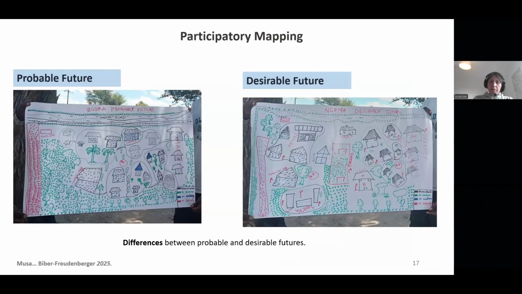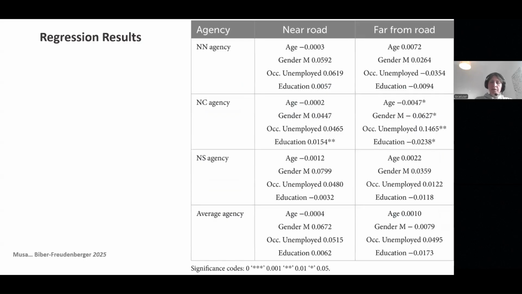So here you can see some of the maps that were drawn by the communities. What we did was we went to the actual villages, and we let the people draw what they value, what they think is probably going to happen, and what they would see as a desirable future. And we could see that there were quite some differences between those maps. We also asked the people to give values to these three different dimensions. And as I said, we measured the level of agency as the difference between what they think is probably going to happen in the future and what they think would be desirable. If the difference was large, they had lower agency, and if the difference was low, they had higher agency.